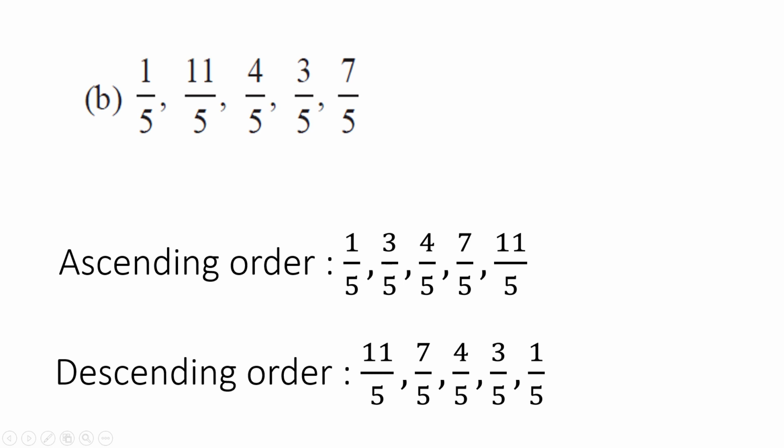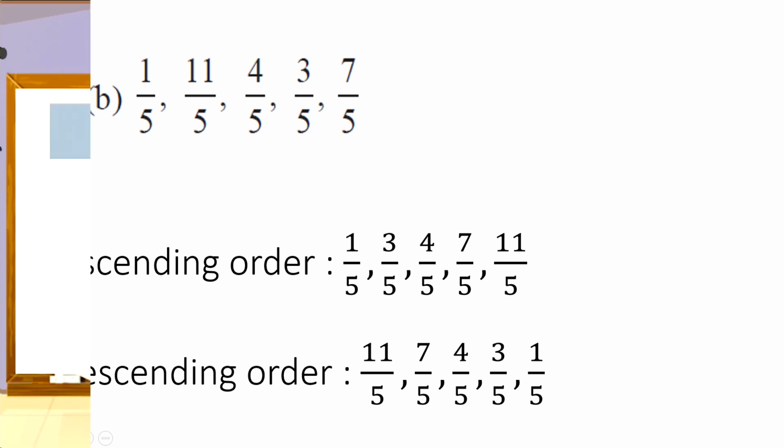So, just keep on arranging in reverse manner. So, that yields descending order 11 by 5, 7 by 5, 4 by 5, 3 by 5 and 1 by 5 will be the descending order of the given fractions.